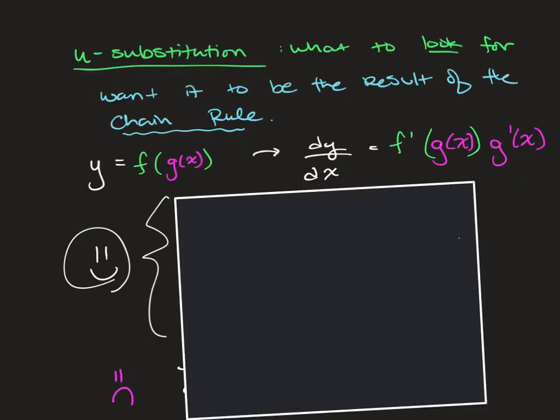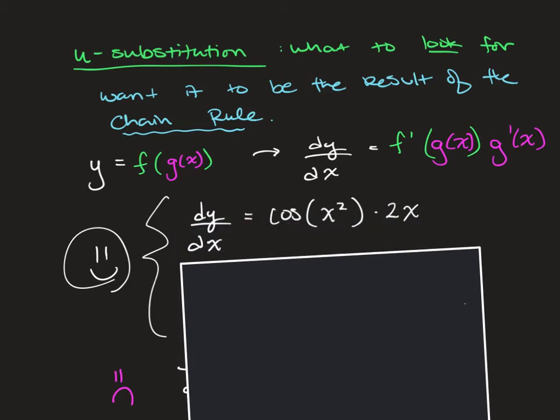So here's what you're going to look for. We want the function to be the result of the chain rule. So as a reminder, the chain rule is when you have a function within another function. And the long and the short of it is the derivative of this thing would be the derivative of the outside, we'll leave the inside alone, multiply by the derivative of the inside. So let's look at a couple examples.